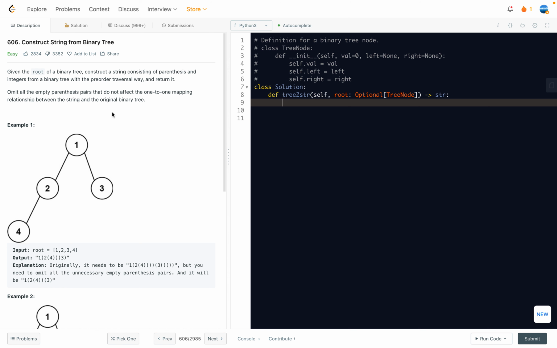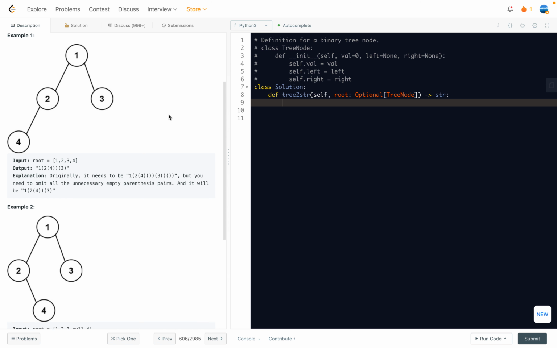So here we are given the root of a binary tree, and we want to construct a string consisting of parentheses and integers from a binary tree with the pre-order traversal way, and then return it. We want to omit all the empty parentheses that do not affect the one-to-one mapping relationship between the string and the original binary tree.